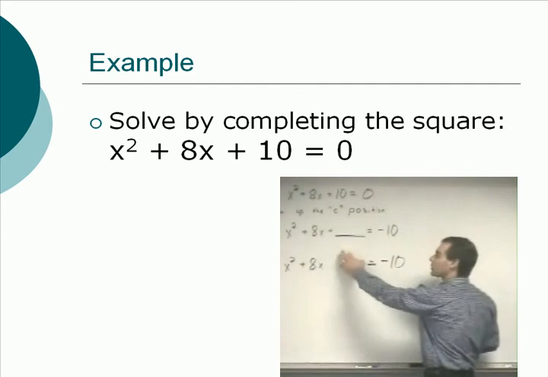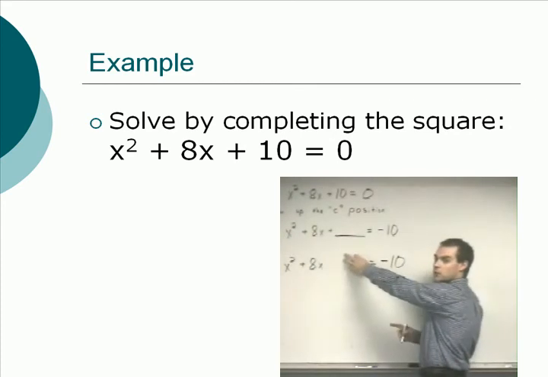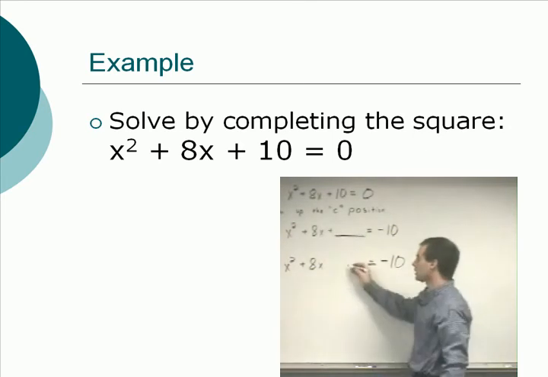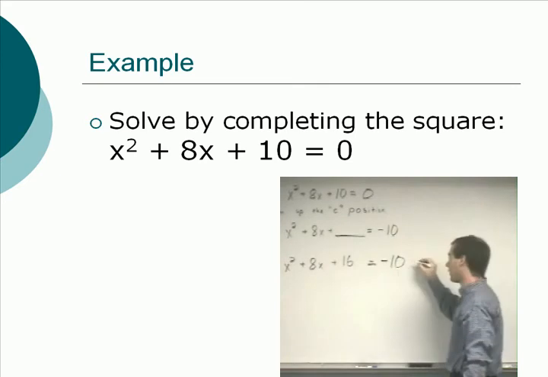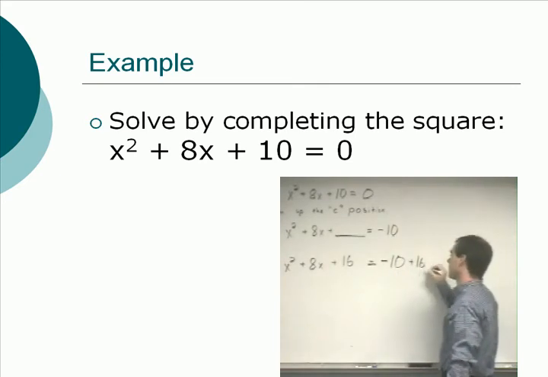Now we put in the number that we want in here that will turn the left side into a perfect square trinomial, or in other words, the square of a binomial. And what's it going to be? It's going to be plus 16. Now you can do that, but you better do the same thing to both sides. So you better add 16 to the right.